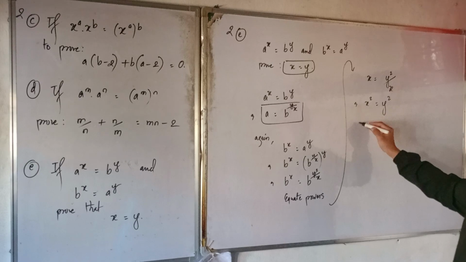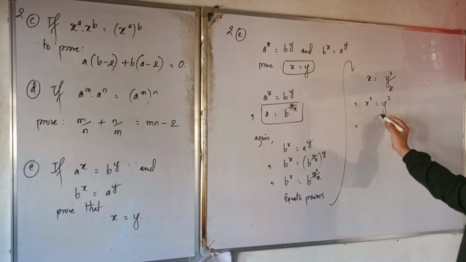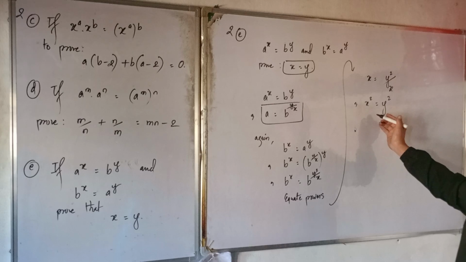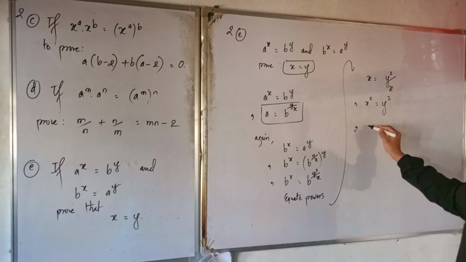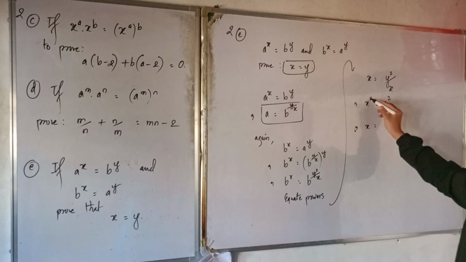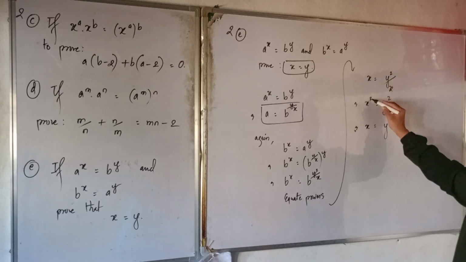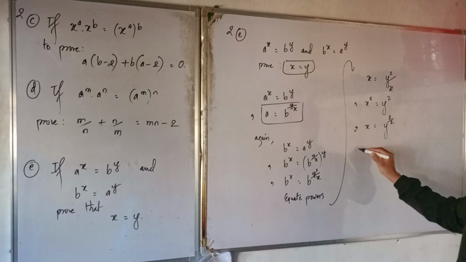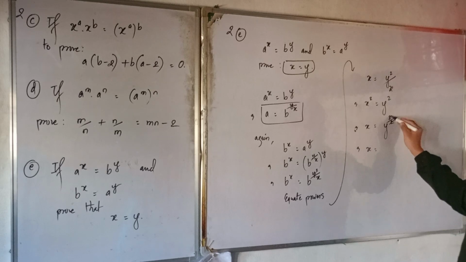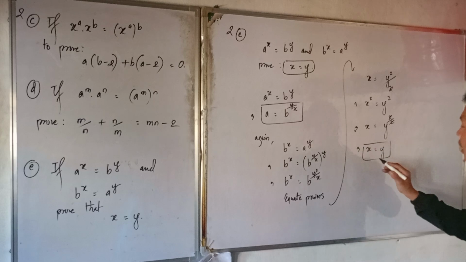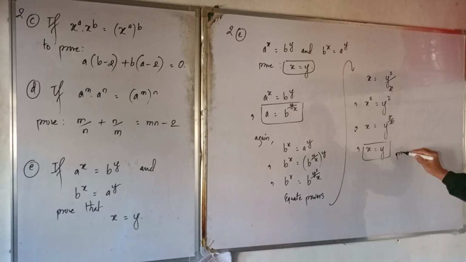So in this case, you can directly write, or you can write in this way also. x is equals to, when you move the square to the other side, it becomes 1 by 2, this will go into the denominator of this. Okay, so x is equals to y power 1, that means y. x is equals to y, which you have to prove, and it is proved.